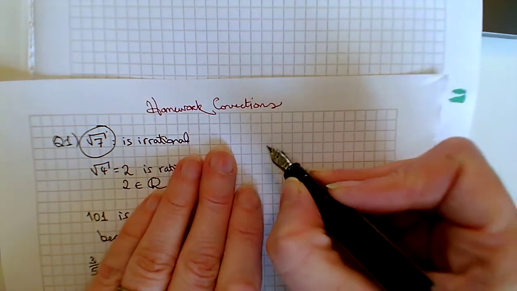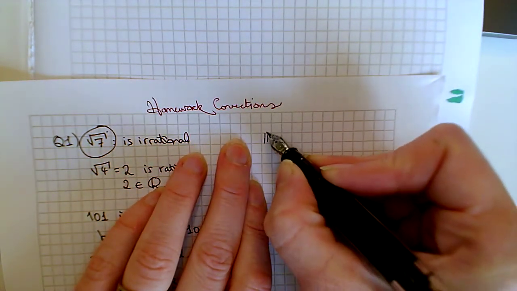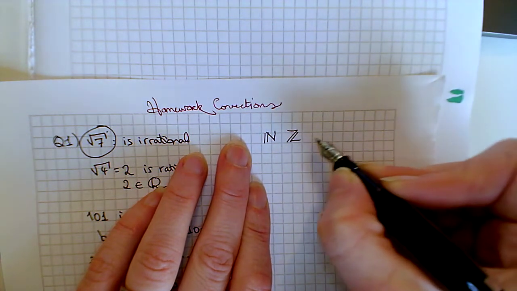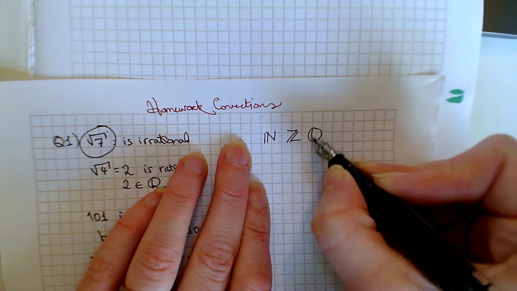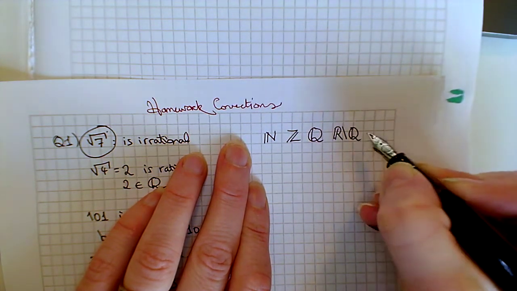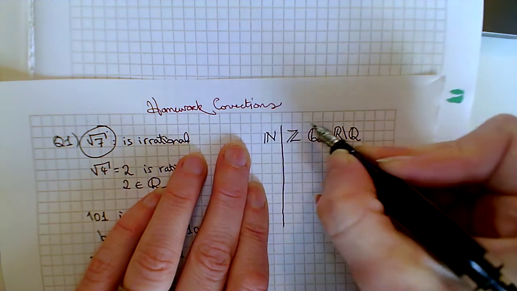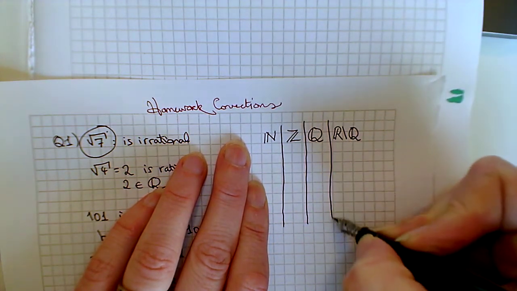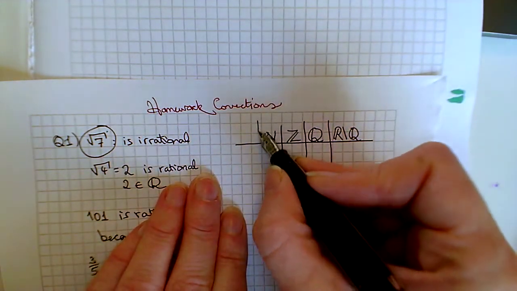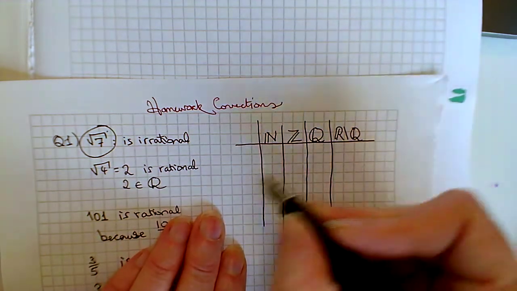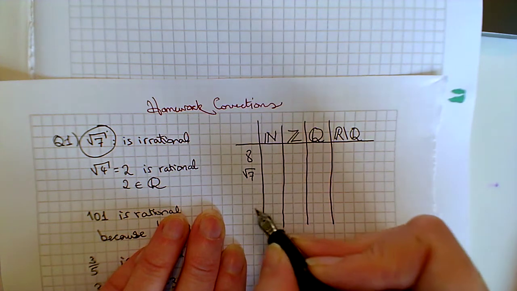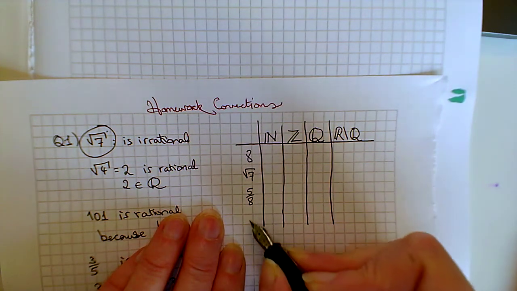We had N. The book isn't great about doing the symbols properly, but if they're printed on an exam paper, they will have this extra line. You don't need to be able to do the line yourself though. It's enough to just recognize it. And R less Q, my irrational numbers. So this is the table I need to complete, and I have to say whether the following numbers are in one or more of these sets: 8, root 7, 5 over 8, and pi over 2.